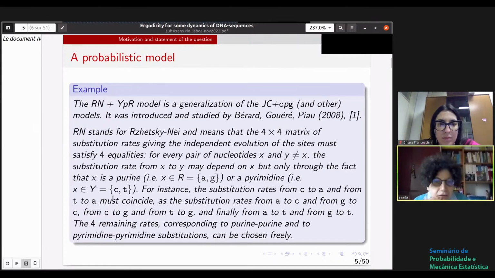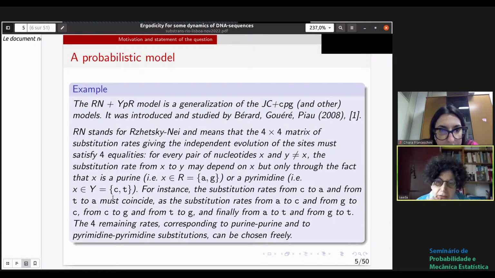So we'll look at a model which is called RN+YpR, which is a generalization of GC plus CpG and other models. And it was introduced by Berard, Guéret, and Pio and studied by them. And so what is this model? So as I said, there is the independent evolution side by side plus some rates to model the neighboring effects.